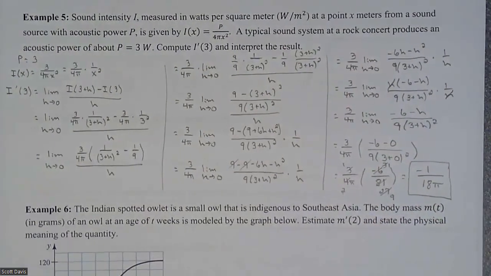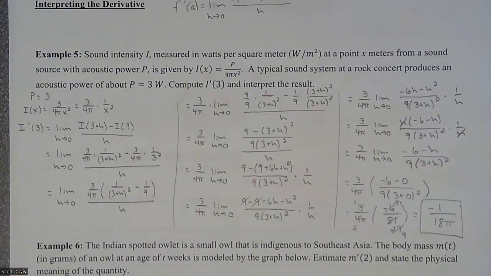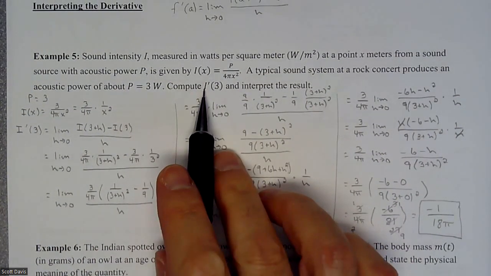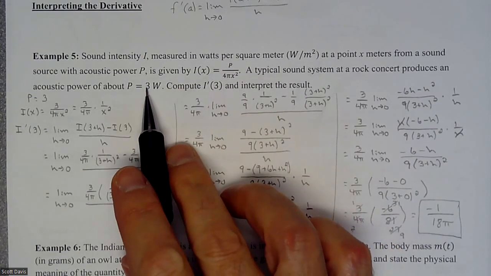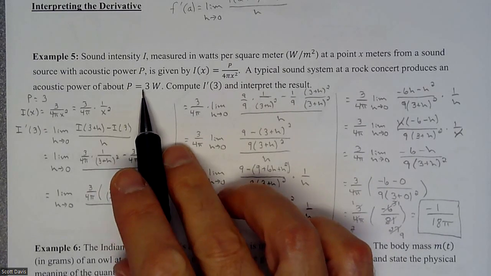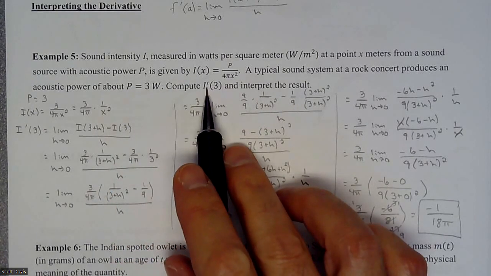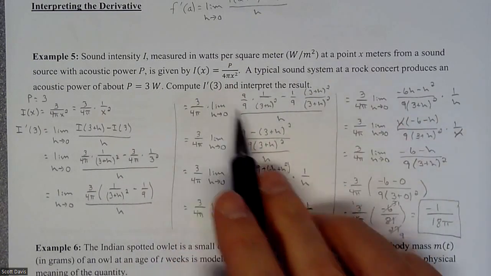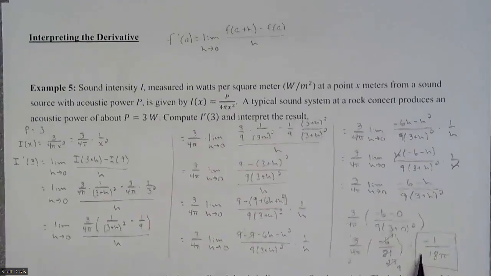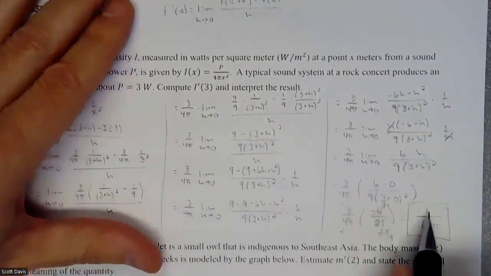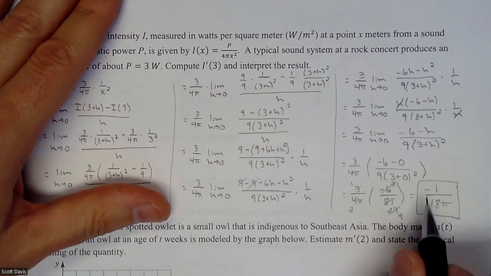What the heck does that mean? So if you go back real quick, we'll just summarize that we were looking for the intensity from this equation. If we have this rock concert going on and we have our power at 3 watts, so we have this intensity, we're trying to find the intensity at 3 meters from the sound source, and it's negative 1 over 18 pi. The fact that it's negative is a good thing, because the further out we go, the intensity is decreasing. So that is a negative slope, a negative rate of change.